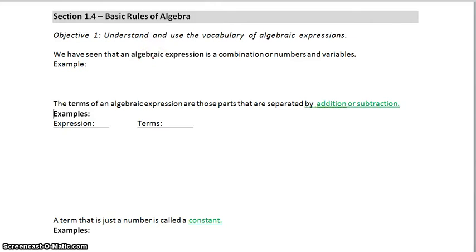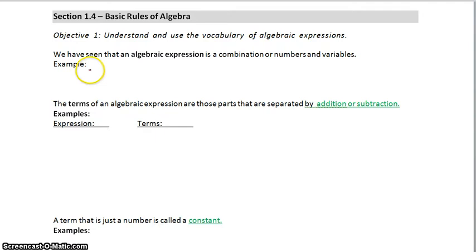Okay, class, we're about to start on section 1.4, Basic Rules of Algebra. Our first objective is to understand and use the vocabulary of algebraic expressions. We have seen that an algebraic expression is a combination of numbers and variables.